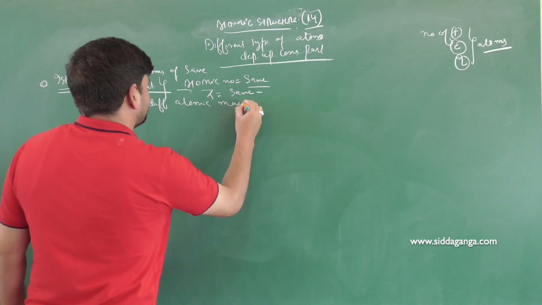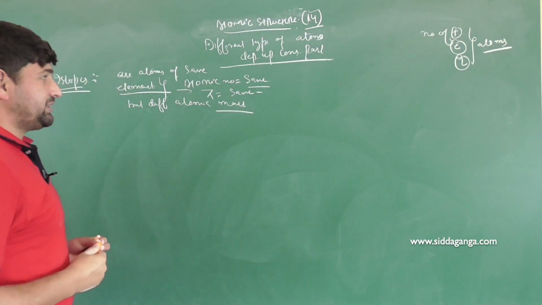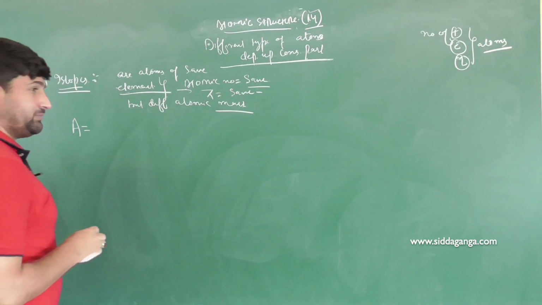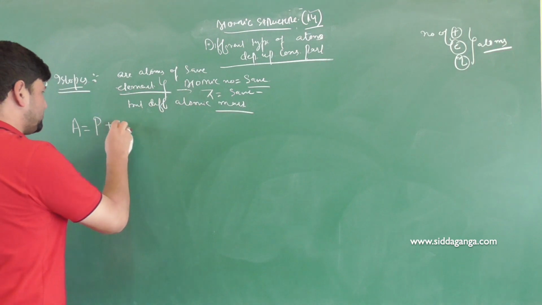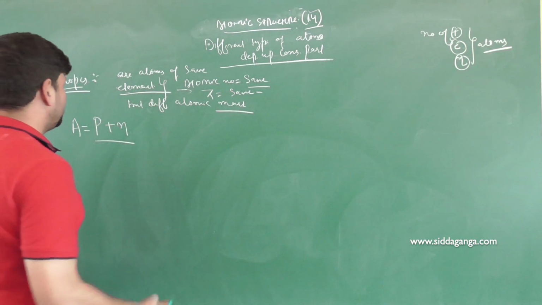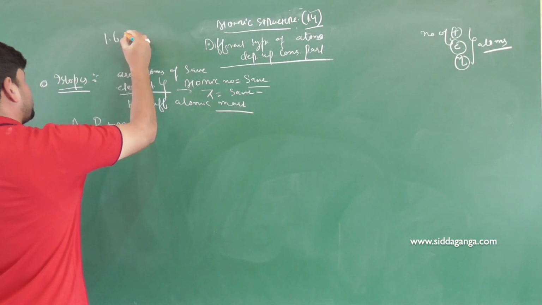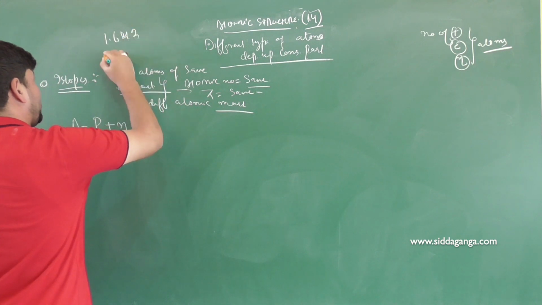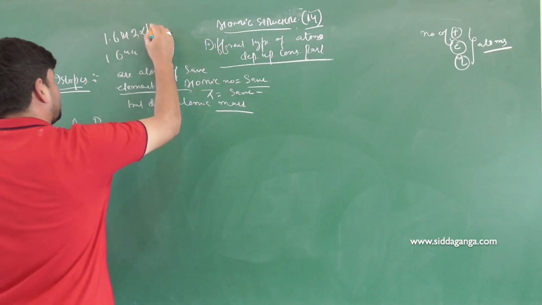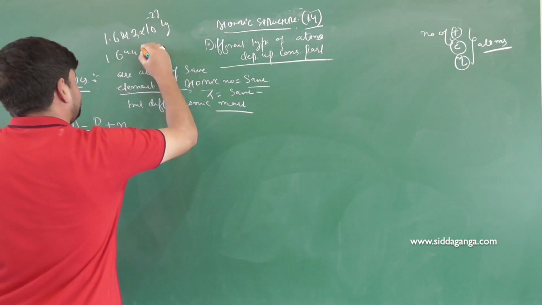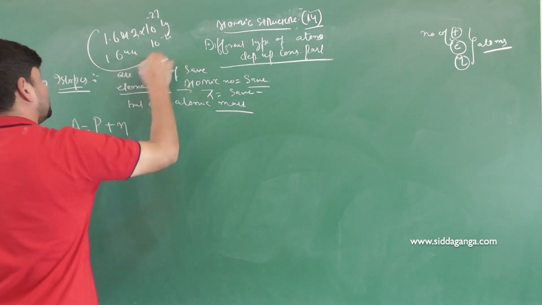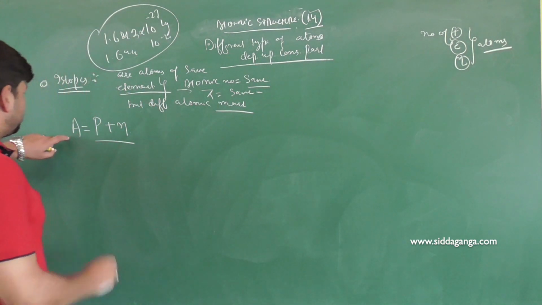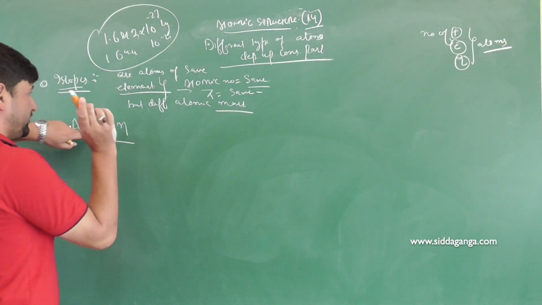atomic mass. First of all, we need to be clear here with one fact: we know the atomic mass of any element is shown by protons plus neutrons, because as we mentioned, the mass of proton and neutron is almost 1.642 and 1.644 into 10 to the power minus 27 kg. Electron's mass is extremely less, so the mass of an atom is due to protons and neutrons.